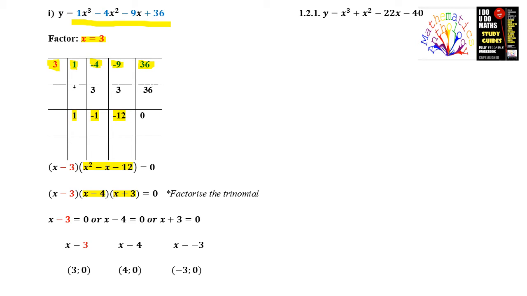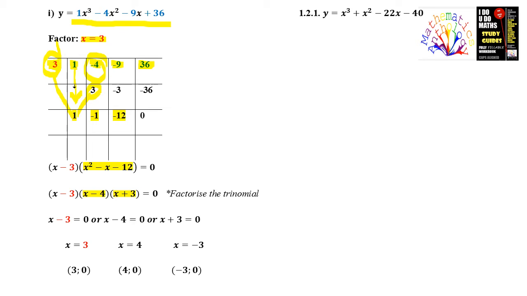Okay, the next thing you do is you bring down the first number. So 1, all you do is you bring it down. Now what you do is you take your factor of 3 here and you multiply by 1. 3 times 1 is 3 and that answer goes there. Now you look at your next column, you're going to do what it says. It says negative 4 and positive 3. Negative 4 plus 3 gives me negative 1 here at the bottom.